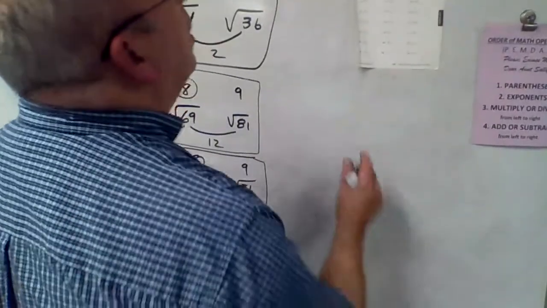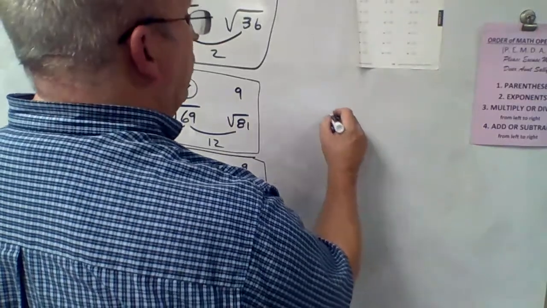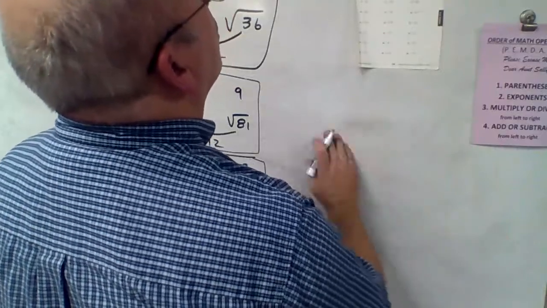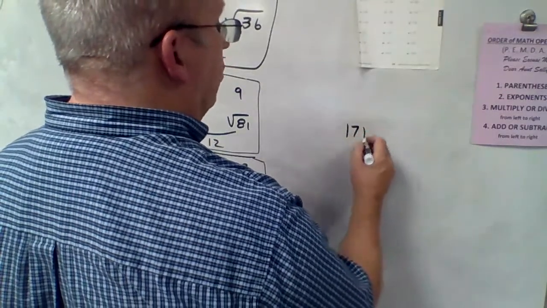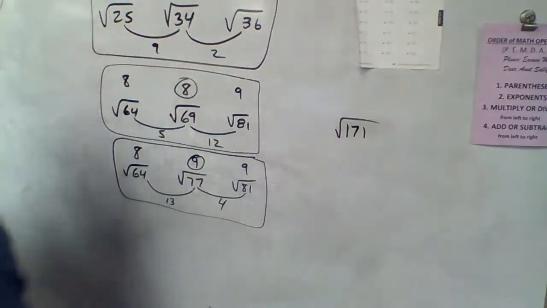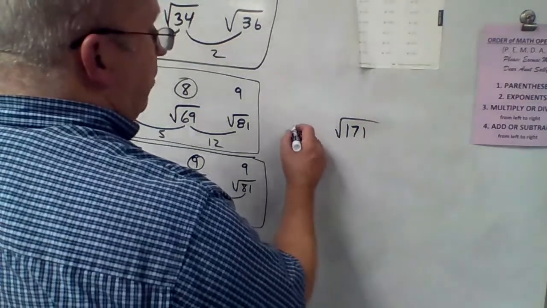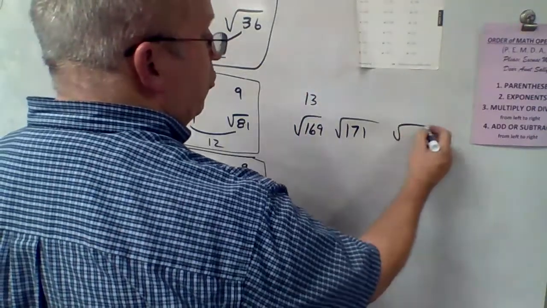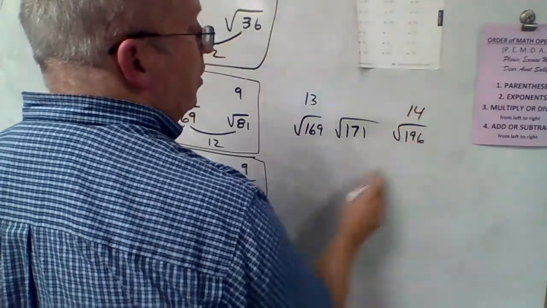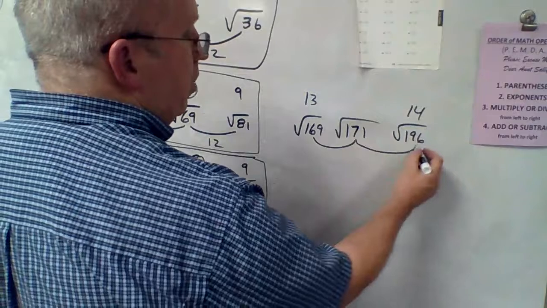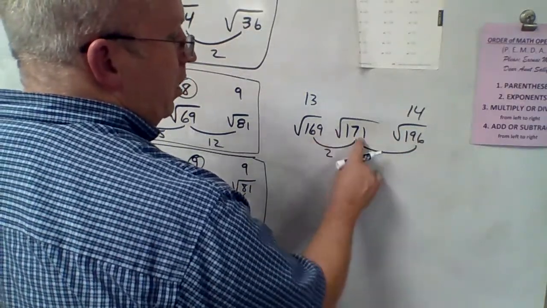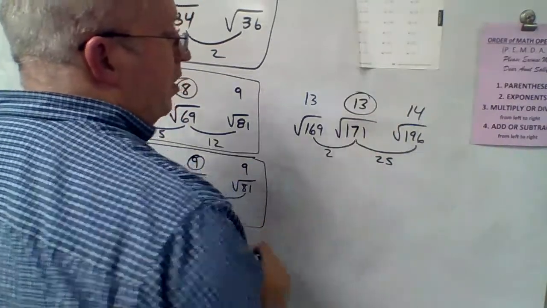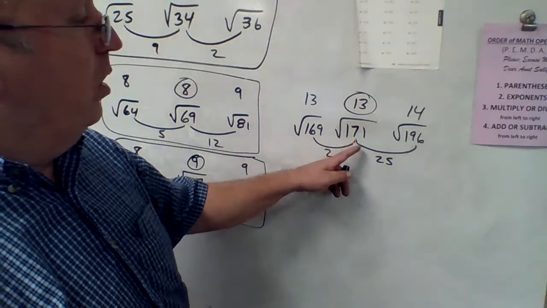Let's try another one. How about the square root of 70? No, we did that one already. Goodness, how silly of me. Let's try something a little bigger. 171. Well, in my mind, I know that the square root of 169 is 13. And I know that the square root of 196 is 14. And which one is 171 closest to? It's 2 away from this one. And to this one, it's 25 away. So I'm going to say that the best estimate of the square root of 171 is 13.